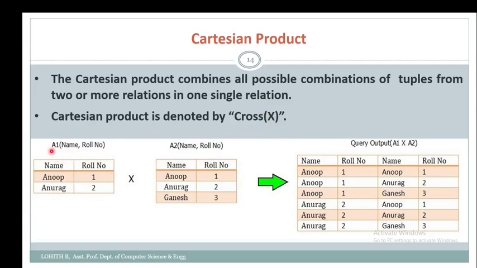We have two relations, A1 and A2. In the A1 relation we have two tuples, and in A2 we have three tuples. According to the Cartesian product, all the rows of A1 will be combined with all the tuples of A2. So my final resultant output will be 3 times 2, that is 6 rows. And you can also see that the columns are added up here; there are 4 columns. So the Cartesian product is the combination of all the tuples of A1 with all the tuples of A2.